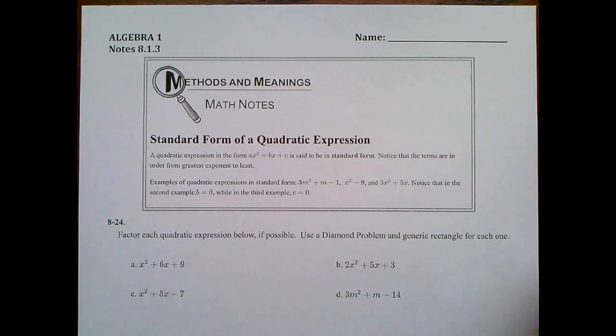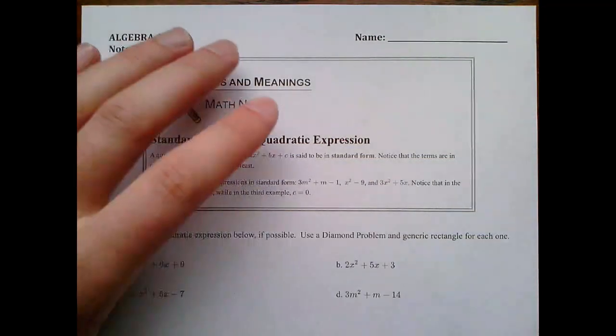So let's dive in. In the last section we talked about factoring these kinds of expressions using the diamond problem and a generic rectangle, in kind of a fast method. So let's try to do the same thing here. I'll fold the paper so that I have some space to work.